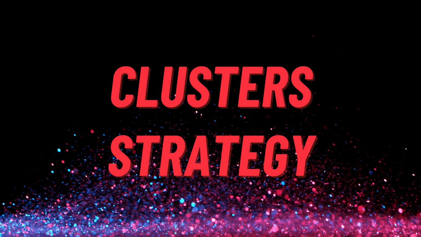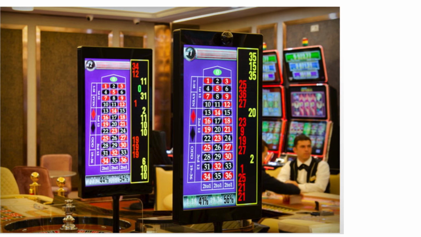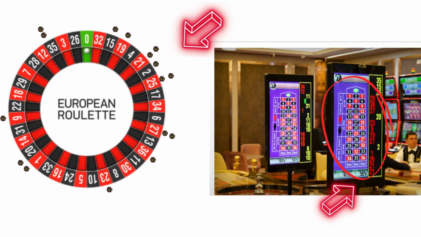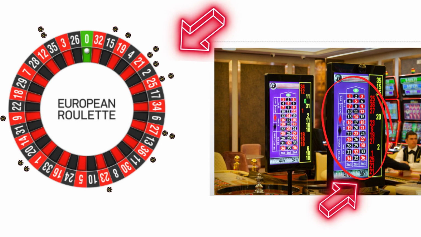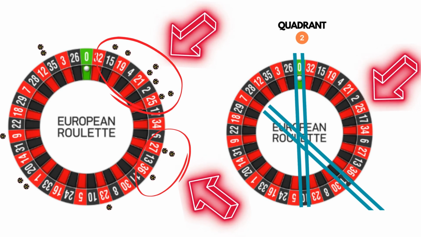Clusters strategy. As you can see in these graphs, it doesn't need or have to be a certain number that shows up. It can be clusters of numbers that show up and its neighboring numbers within a certain quadrant.